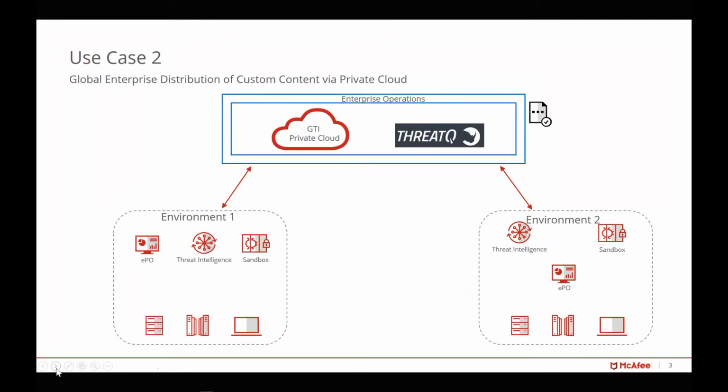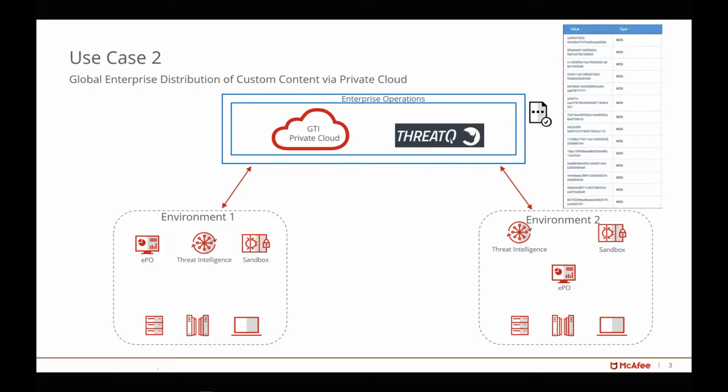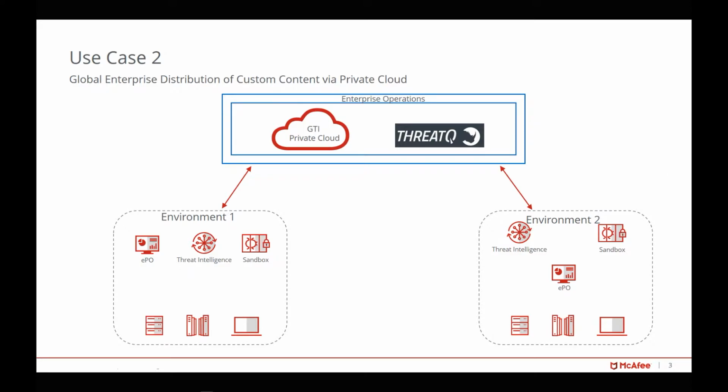In this presentation, you see we receive a document. In this document, we have things such as MD5 hashes, indicators of compromise, and other information within this report. This report is just a PDF, so how do we get this information from this report into our private cloud and disseminate this information to multiple environments?